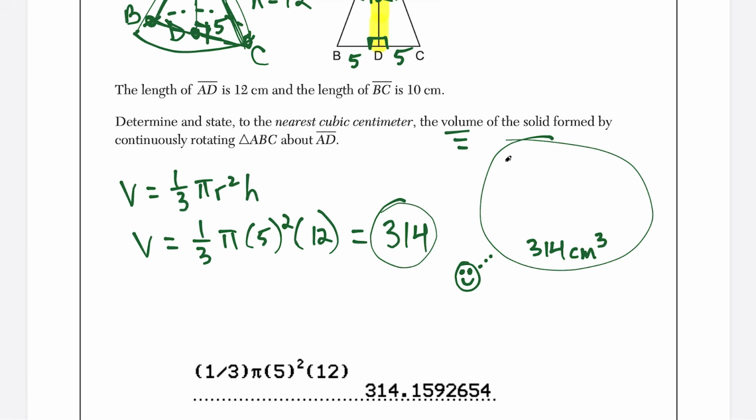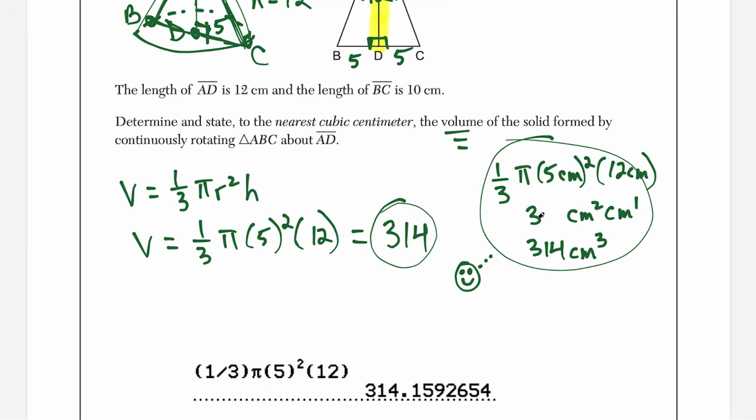So if you want the concept of how we get cubic centimeters, the radius is 5 centimeters and it's being squared. And then we have the height is 12 centimeters. Note here that we have centimeters to the second, and then centimeters to the first. When we multiply centimeters to the second by centimeters to the first, we're going to get centimeters to the 2 plus 1, or centimeters to the third.